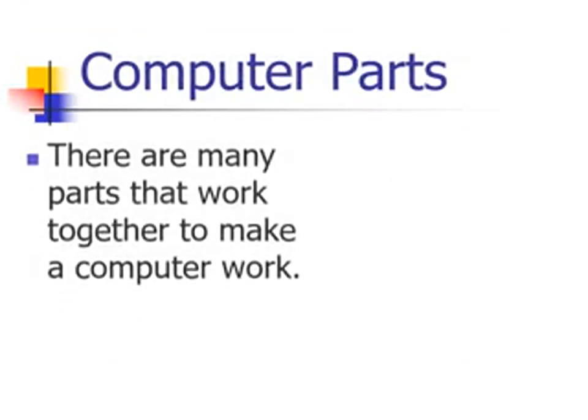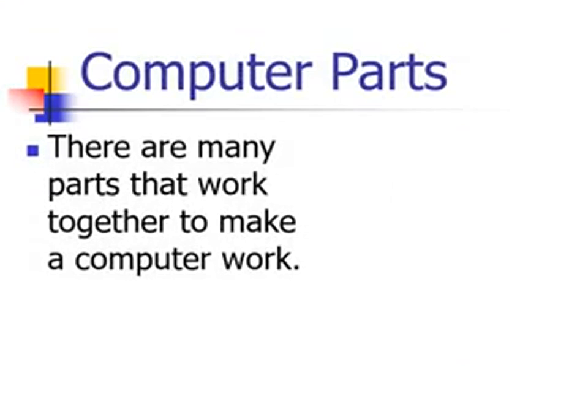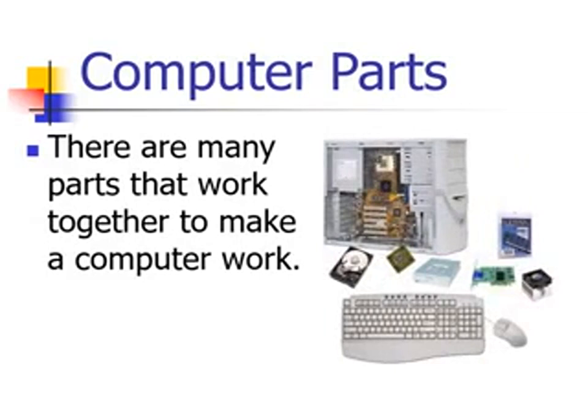Computer parts. There are many parts that work together to make a computer work. Here we are. As we've seen the different computer parts that I'm going to look at very quickly that makes a computer work. So all these parts you see here are found inside the casing. These ones are always outside and visible. These parts are found inside. So we'll look at them.